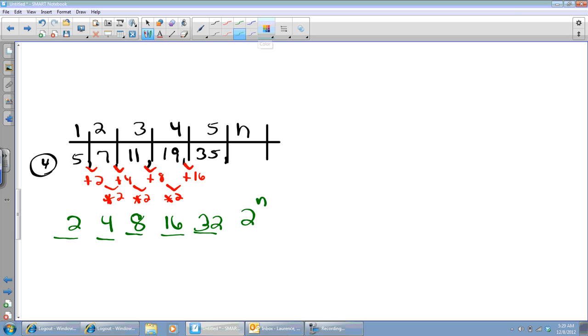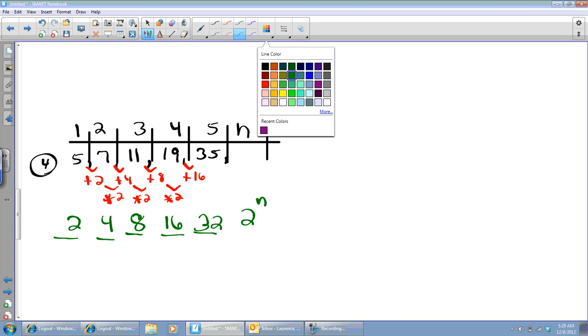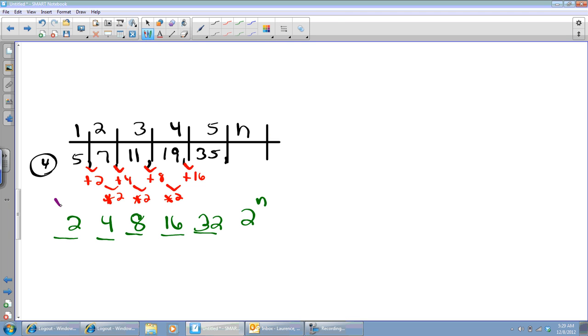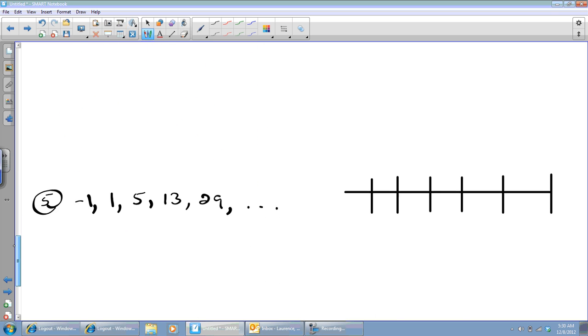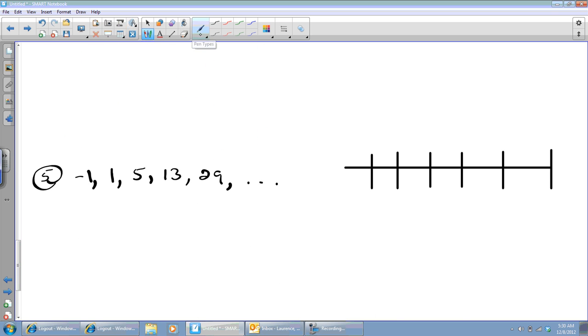And then I compare. Oh, that's plus 3. Oh, there's plus 3 again. There's plus 3 again. And there's plus 3. And there's plus 3. All right, so 2 to the power n plus 3. This is actually pretty simple. The only trick is recognizing that the things are doubling.